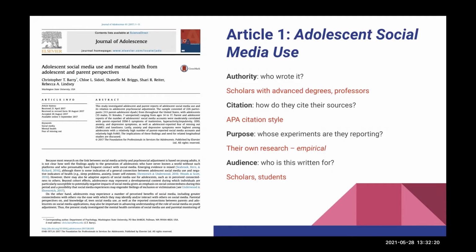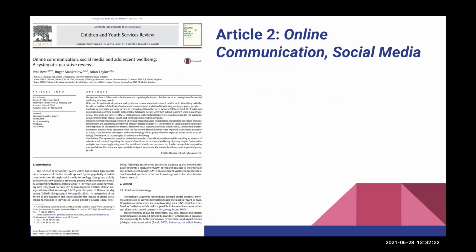Okay, moving on to Article 2 that you looked at for your pre-assignment. This is called Online Communication, Social Media, and Adolescent Wellbeing, a Systematic Narrative Review. Again, this looks fairly familiar to the one we just saw. In gray at the top, Children and Youth Services Review is the name of the journal. And if we pop down to the bottom, we can find that DOI, or digital object identifier, we need for our citation. So let's walk through those 4 criteria.